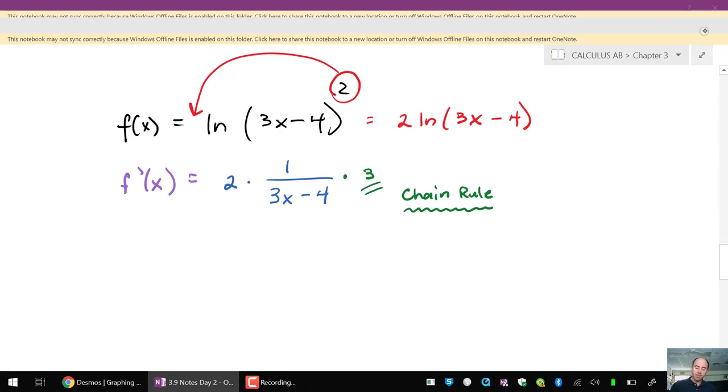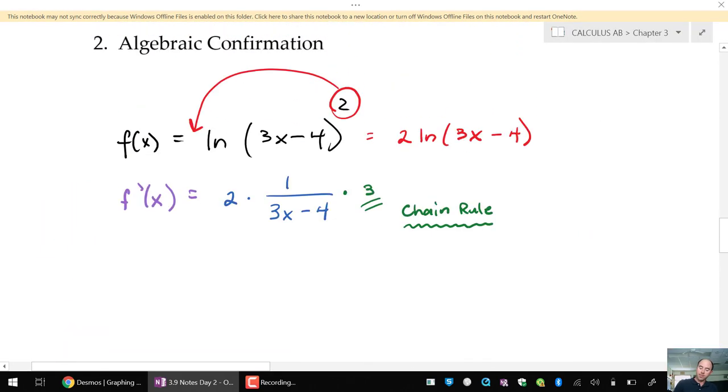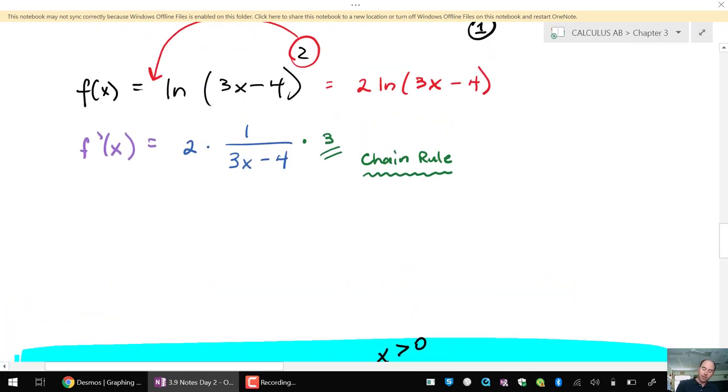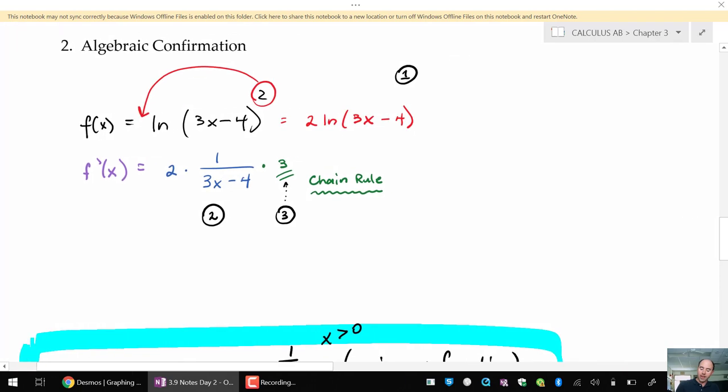So there are the 3 steps. Step 1, use log properties. That was this step up here. Step 2, write the reciprocal of the log argument. And that's this middle step right here. And then step 3 was to utilize the chain rule, which is that constant of 3 on the outside. Final answer, f prime of x is equal to 2 times 3 in the numerator, so 6 over 3x minus 4. And there's my derivative.